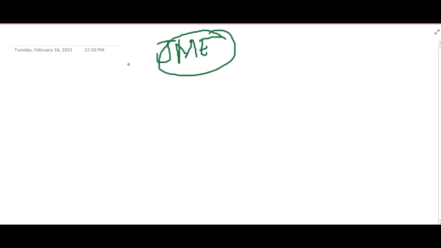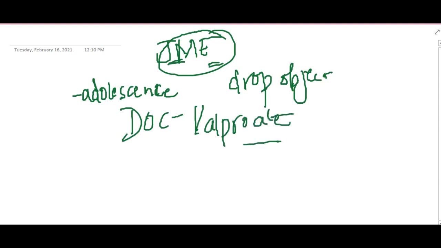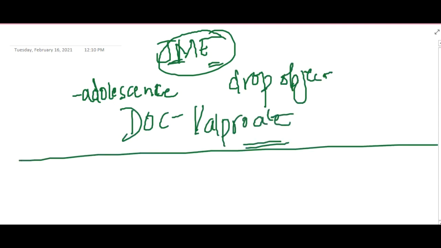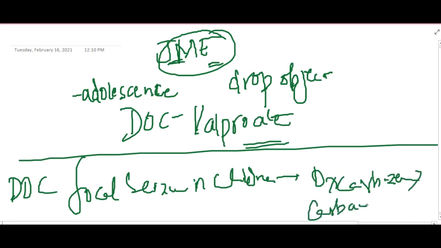Then the next epilepsy is juvenile myoclonic epilepsy. This is seen in adolescents, and as the name says, myoclonic jerks are seen, there is a history of dropping objects, and it is most commonly seen in the early morning. The drug of choice for juvenile myoclonic epilepsy is valproate. The drug of choice for focal seizures in children is oxcarbazepine, followed by carbamazepine.